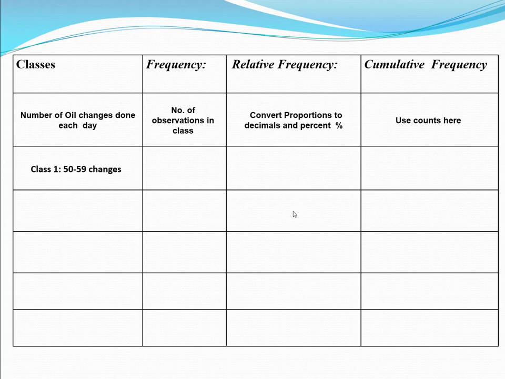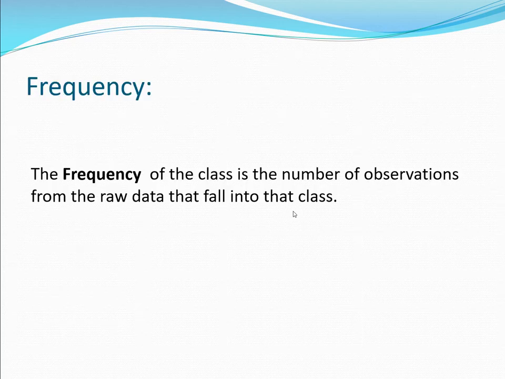So how's that going to look? Well, class 1 is going to be between 50 and 59 oil changes, because that's one below our lowest value, and then 10 oil changes up would be 59, and you don't want overlap, so class 2 is going to be 60 to 69, class 3 will be 70 to 79 changes, class 4 will be 80 to 89 changes, and class 5 will be 90 to 99 changes. And that will cover all of our data from 51 oil changes to 98 oil changes in 5 convenient classes of a width of 10. Next thing we need to do is frequency.